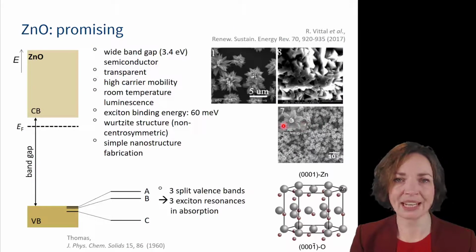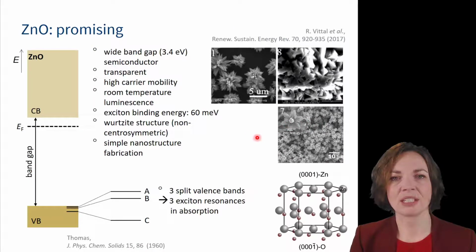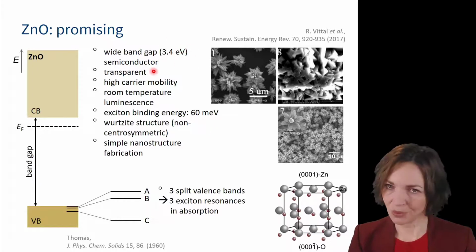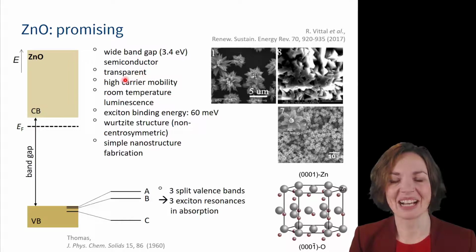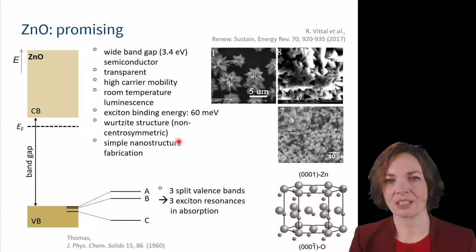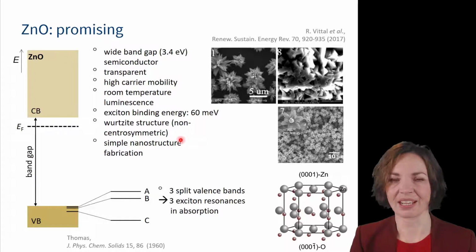We have been looking at zinc oxide, which is a promising material because it's a transparent conductive oxide with a wide band gap. This is why it's transparent and has a high charge carrier mobility. And in addition, nanostructures are easily made from zinc oxide.